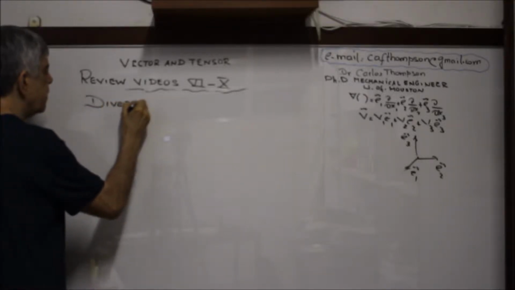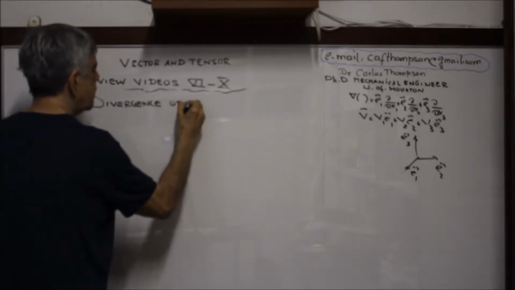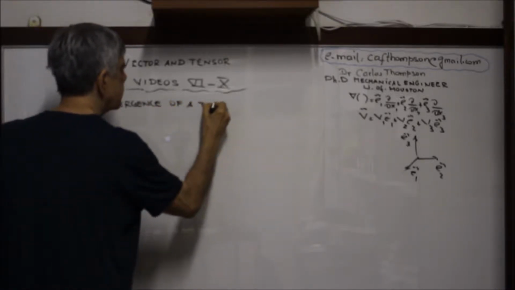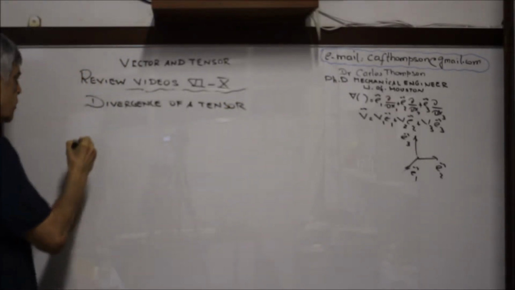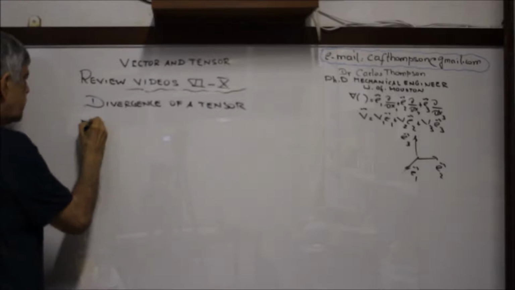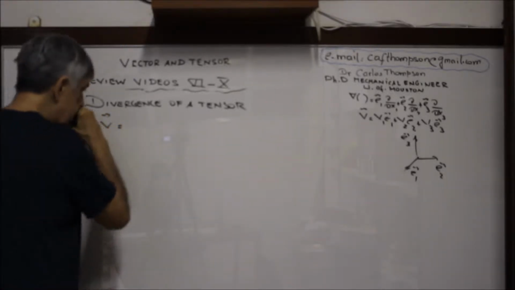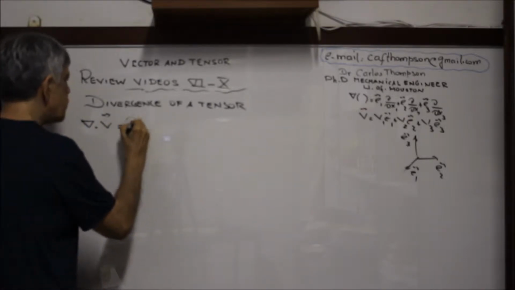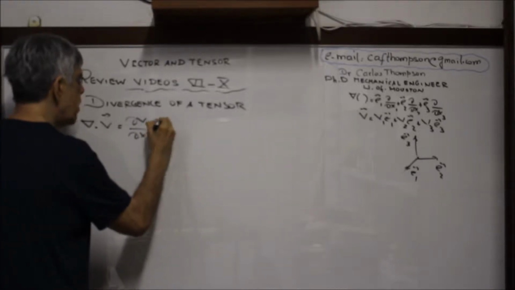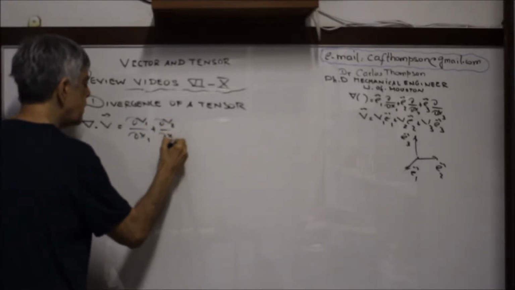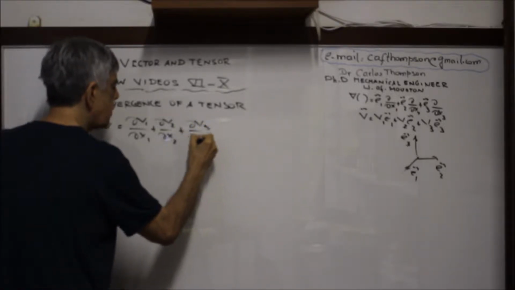Divergence of a tensor. Okay, divergence of a tensor, let's put divergence of a vector. This is partial of v1 with respect to x1 plus partial of v2 with respect to x2 plus partial of v3 with respect to x3.